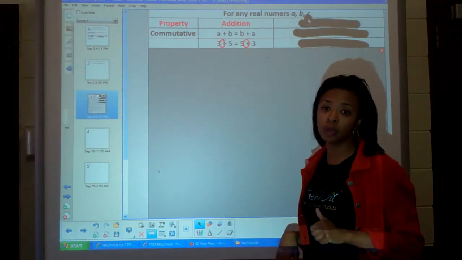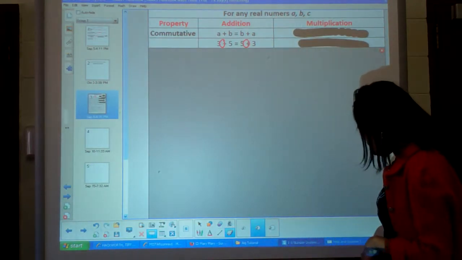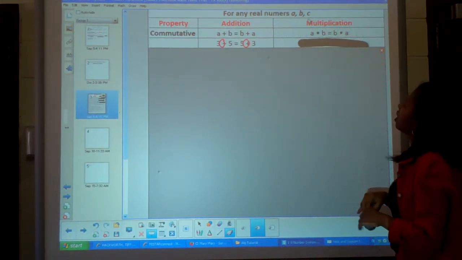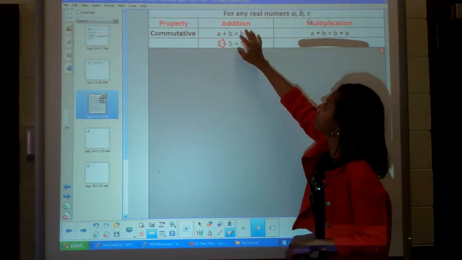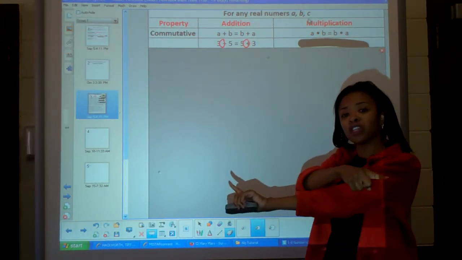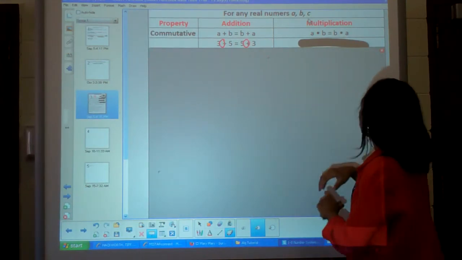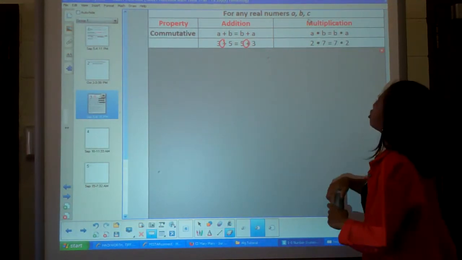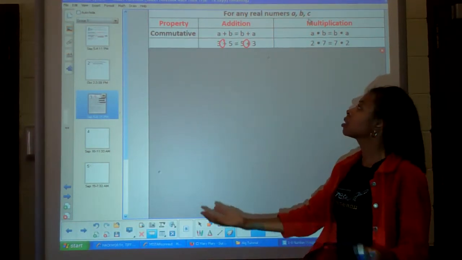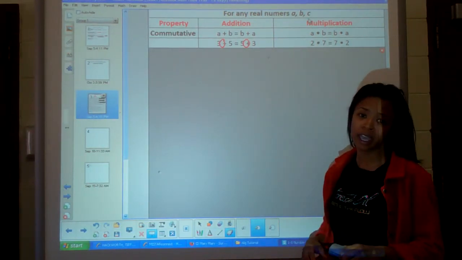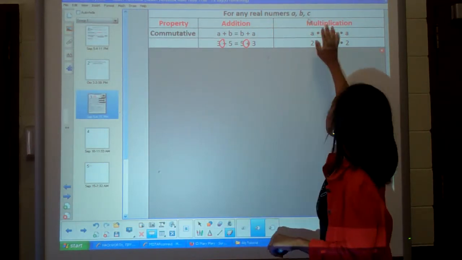You can also do the commutative property for multiplication. This is what it looks like for multiplication. It says A times B is equal to B times A. Just like the addition, A and B are being switched. Where I had A and B, it now goes B and then A. For example, 2 times 7 is exactly the same thing as 7 times 2. That's called the commutative property for multiplication. Remember, there are two commutative properties: commutative for addition and commutative for multiplication.